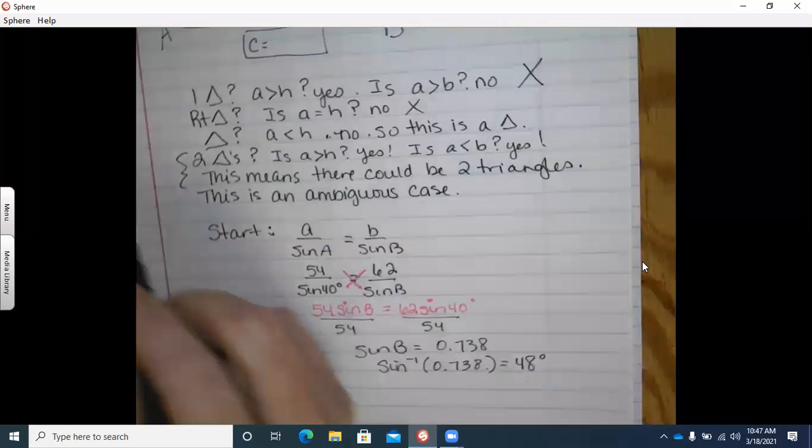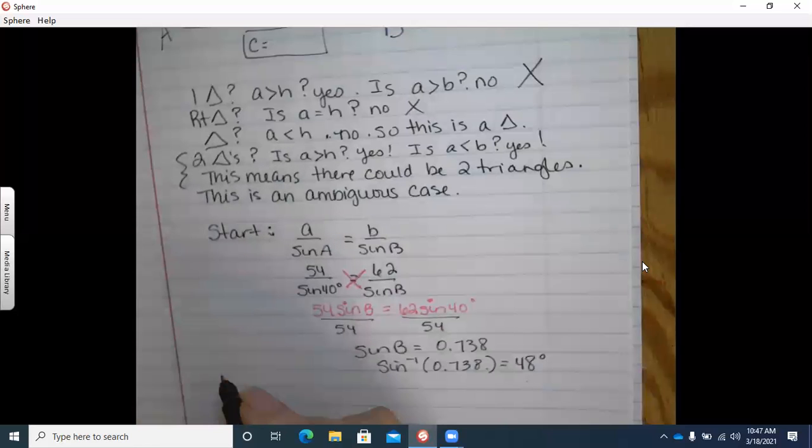What the issue is, because there's two triangles, there are actually two angles between 0 degrees and 180 degrees that can have a sine of 0.738. Because think about a unit circle, right? In quadrant 1 and quadrant 2, isn't your sine positive? So in quadrant 1, I could have an angle that has a sine of 0.738, and in quadrant 2, I could also have another angle that has a positive sine of 0.738, right? So in one triangle, angle B is going to be 48 degrees. But in the other triangle, what would it be? So this is how you figure that out.